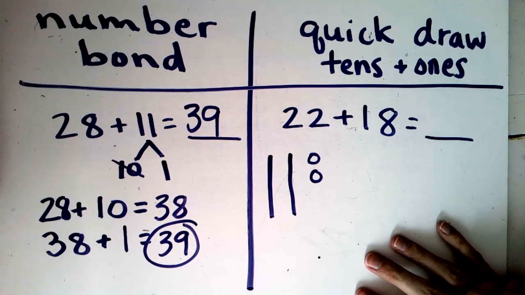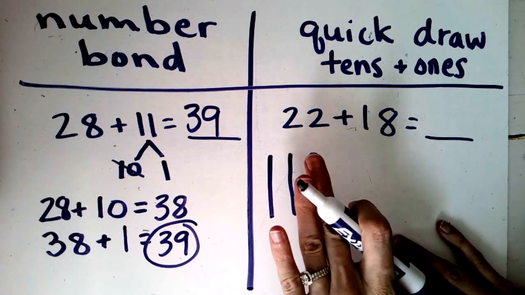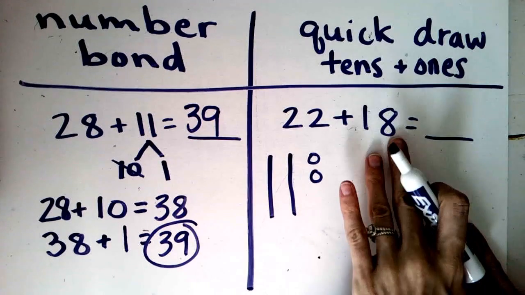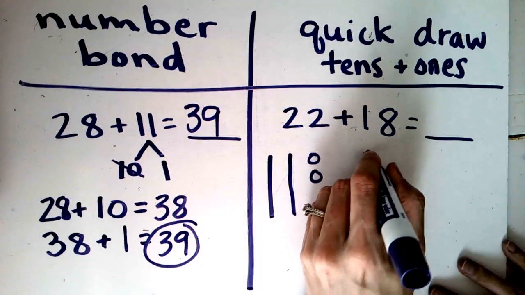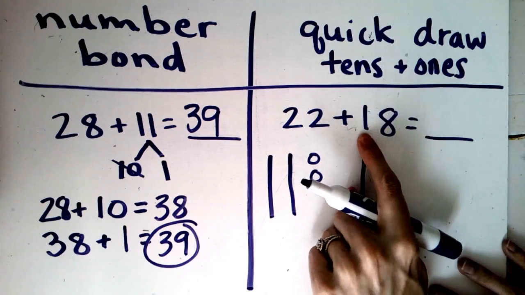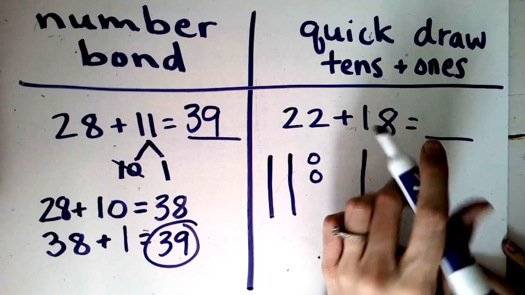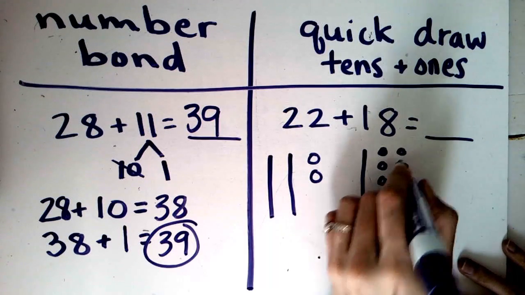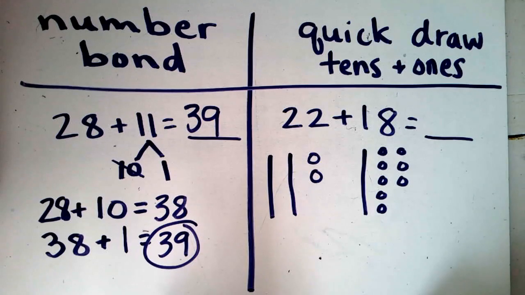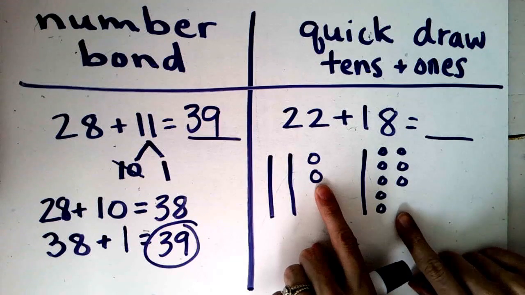Okay? Notice how I'm doing it neatly. I'm kind of doing it under the number. And then I have 22. I need to add how many? 18. You got it. So 18 has 1 10 and 8 1s. 1, 2, 3, 4, 5, 6, 7, and 8. Okay? Now, we take a look at our 10s. We take a look at our 1s. We figure out how many we have all together. I see 2 1s and 8 1s.